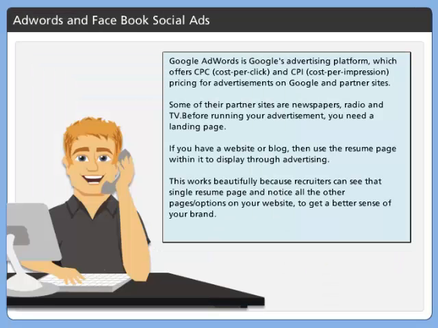AdWords and Facebook social ads. Google's AdWords is Google's advertising platform, which offers CPC, cost per click, and CPI, cost per impression, pricing for advertisements on Google and partner sites. Some of their partner sites are newspapers, radio, and TV.